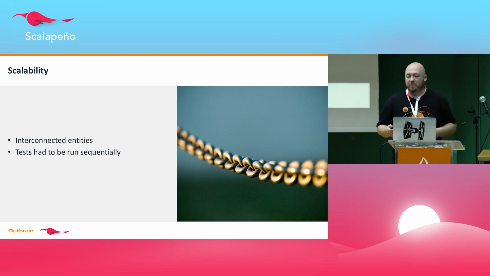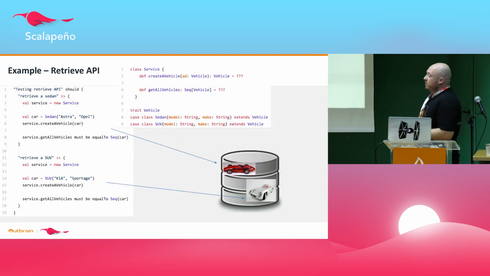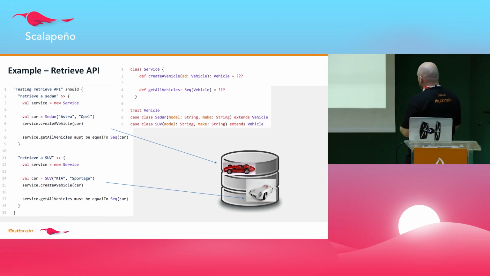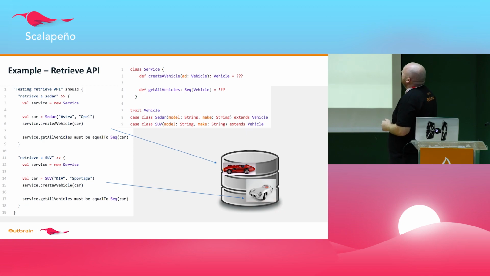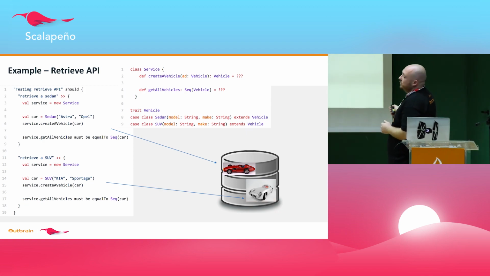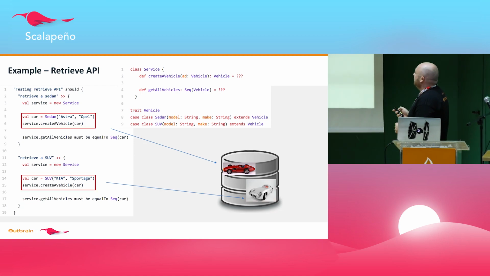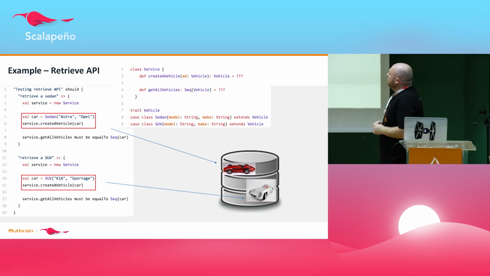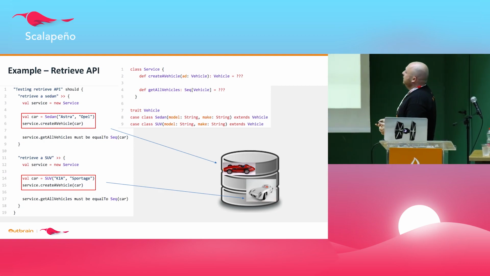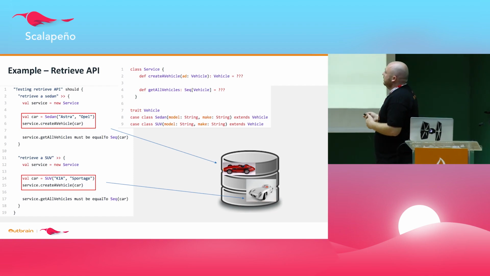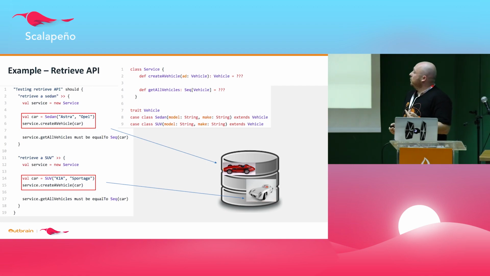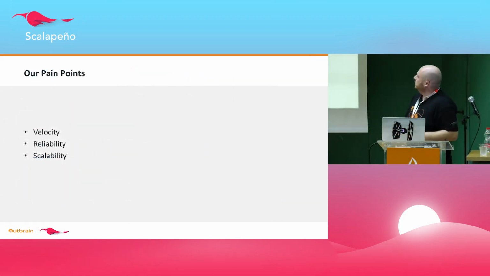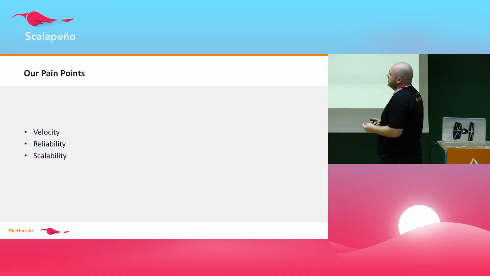So I'll give you an example for scalability and reliability issues. What you see here is a service with two APIs. The first one is create a vehicle, and the second one is get all vehicles, and this is the API we're testing. We have two tests running in parallel, each of which creates data, and then you proceed to testing this API in each test. And each and every test expects to get one result back, and it may get more. They can't know that. It's an unstable test suite. Okay, so our three pain points: velocity, reliability, and scalability.